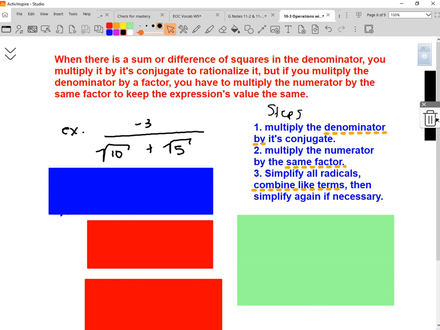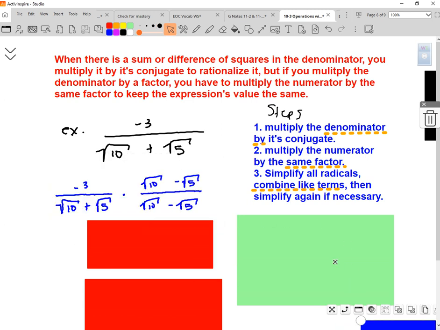Can you tell me what the conjugate is going to be? What is the conjugate of the square root of 10 plus the square root of 5? Perfect. So the conjugate is the square root of 10 minus the square root of 5. So what we're going to do is multiply the original expression, negative 3 divided by the square root of 10 plus the square root of 5, by the conjugate in the numerator and denominator.